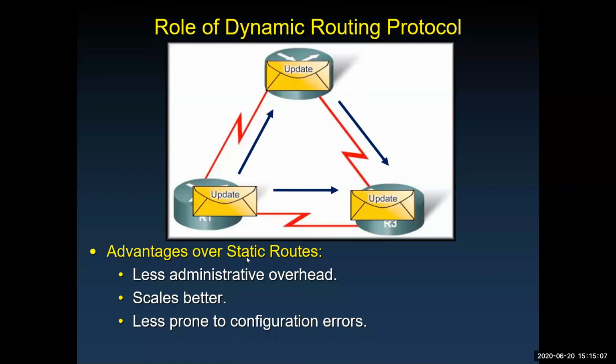Advantage over static. With dynamic, it's less admin overhead. Whenever you create a route here, this will be dynamically learned, kasi if you broadcast niyan to its neighboring router. Number 2, it scales better. The moment you add a router, the router will learn all the routing info from the routing table, no need to manually enter. And of course, it's less prone to configuration error, kasi you don't have to type manually on each router. So less prone to human error.